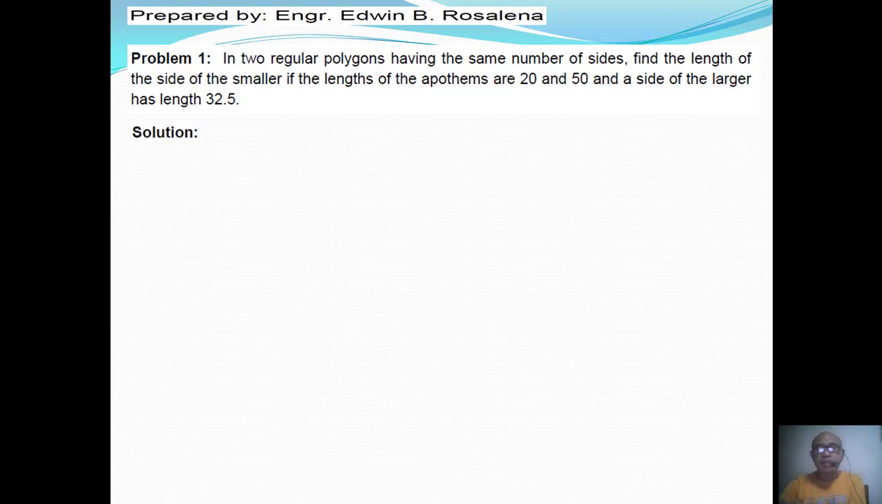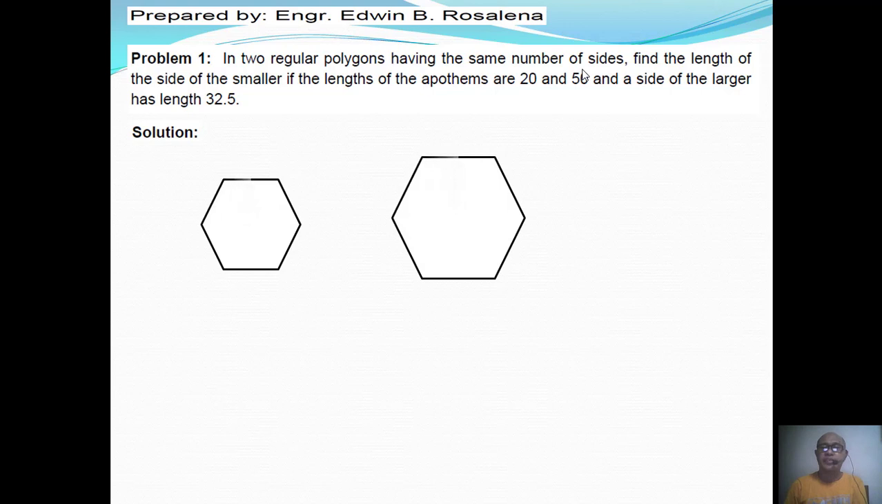Okay, so regular polygons having the same number of sides. We are not given the number of sides, so we will just assume any number of sides. I will just represent them by hexagons. So we have here two hexagons, and they are similar, of course, because they are both regular polygons. We have the smaller and the bigger. The question is to find the length of the side of the smaller, so I will call it x1. Then the length of the side of the larger is x2, and this is given as 32.5.